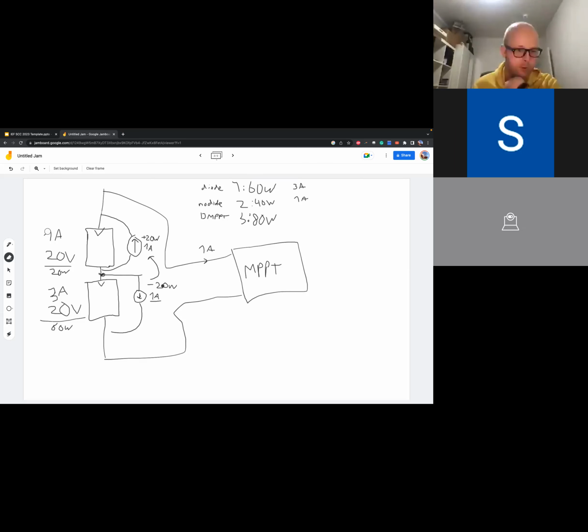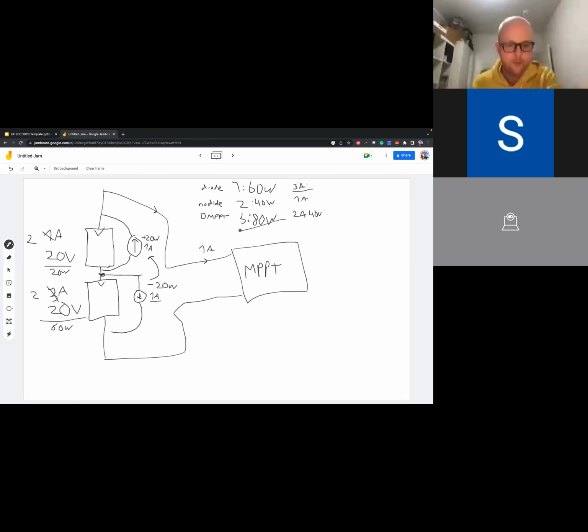And instead of 3 amp on the bottom, you get 2 amp there. And then 2 amp times 20 is 40 watt, 2 times 20 is 40 watt, and together they get 80 watt. And then the MPPT just runs at 2 amp, but it gets 2 amp at 40 volts, whereas earlier that 3 amp had only 20 volts, or that 1 amp at 40 volts. So this is what you want to do.